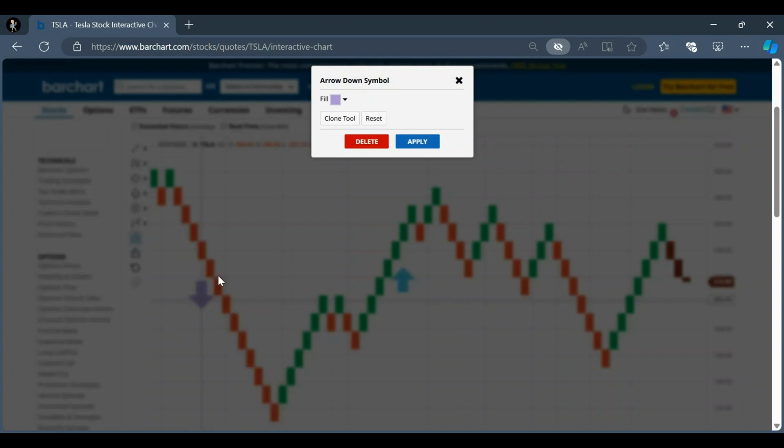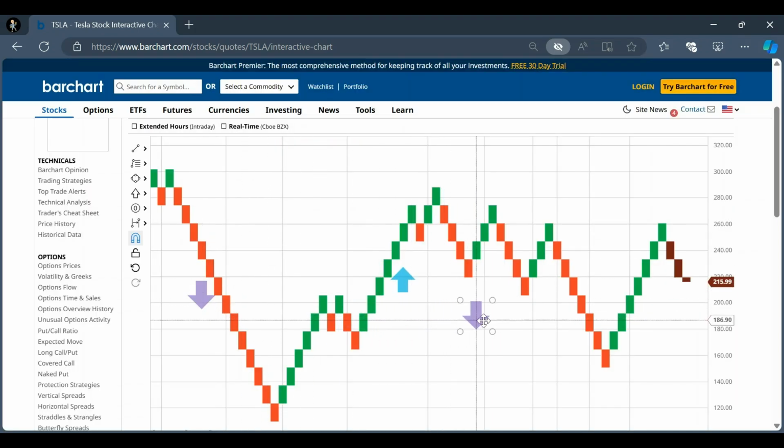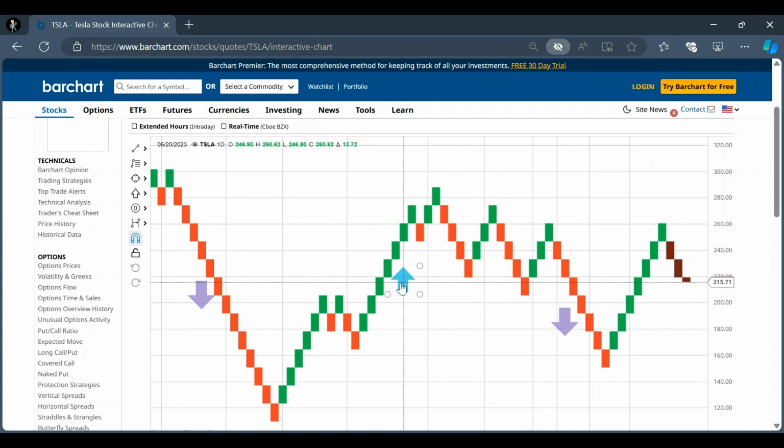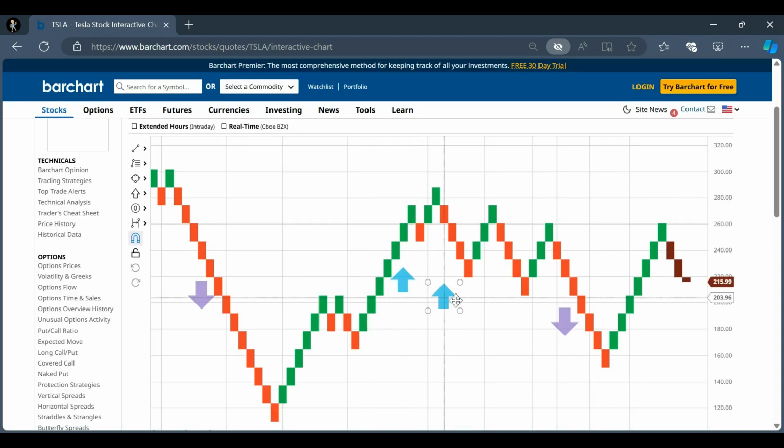One of the main advantages of Renko charts is their ability to highlight trends. An uninterrupted series of green bricks indicates an uptrend, while a series of red bricks indicates a downtrend. Here, you can see a clear uptrend marked by consecutive green bricks. Conversely, this series of red bricks indicates a downtrend.